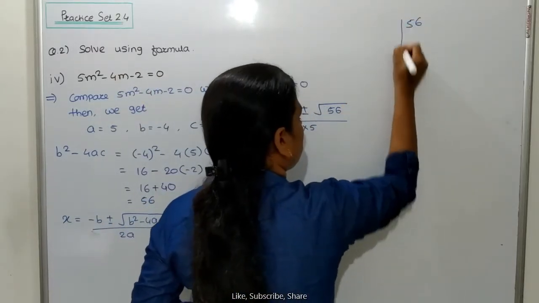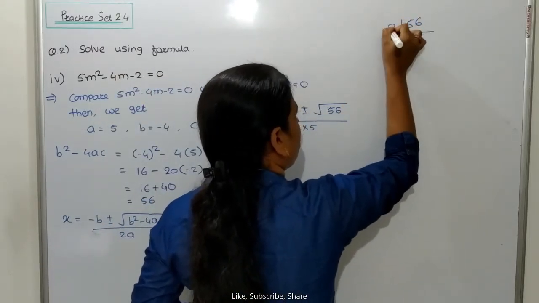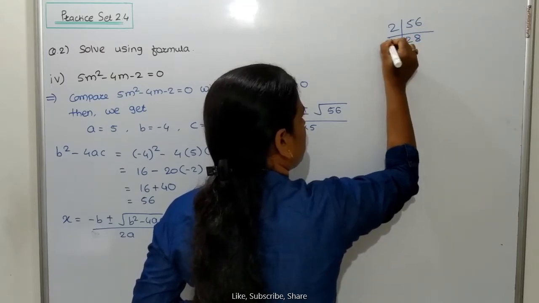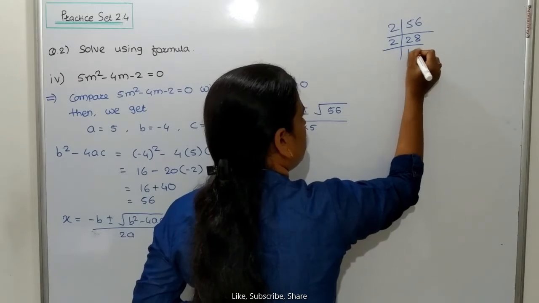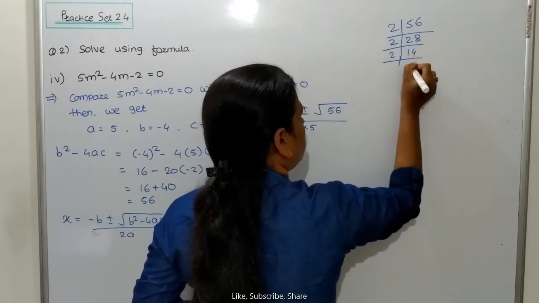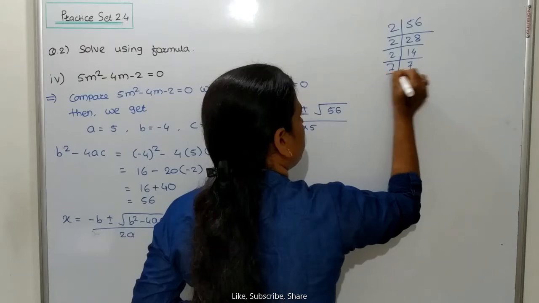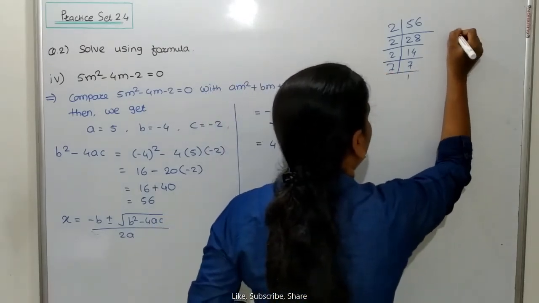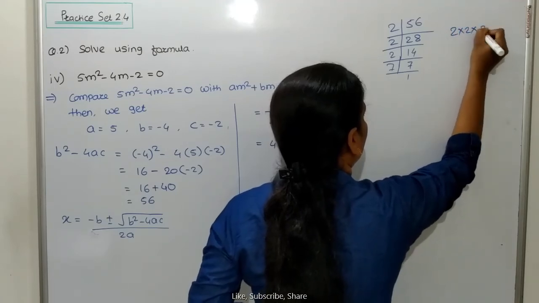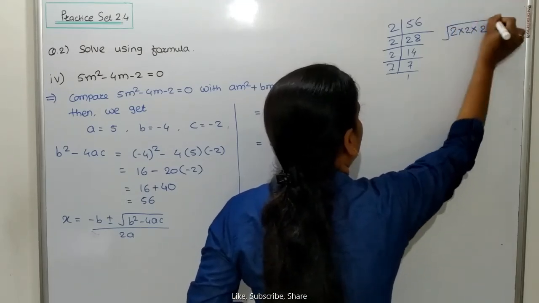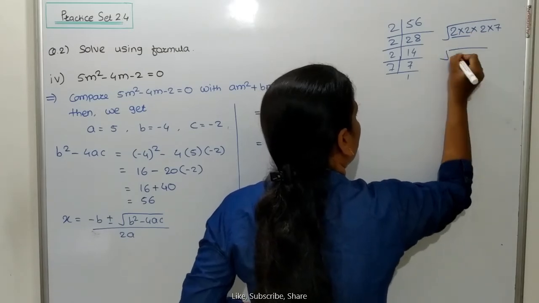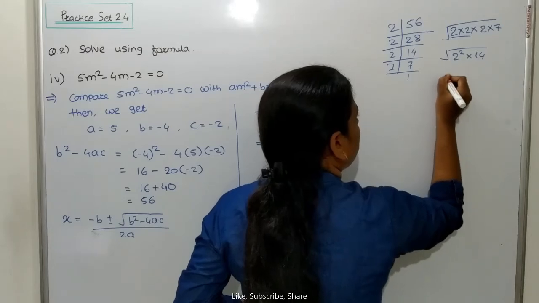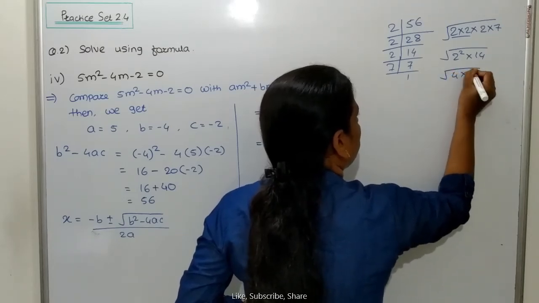Factorize this 56. How to factorize? This number is divisible by 2. 2 2s are 4, carry 1, 2 8s are 16. Then this number is also divisible by 2. 2 1s are 2, 2 4s are 8. Then 2 7s are 14. Then 7 is divisible by 7 itself. Then how to write this one? We have to write down 2 into 2 into 2 into 7. This is square root. So we have to take here 2 raised to 2 into 7 to the 14. Then 4 into root 14.